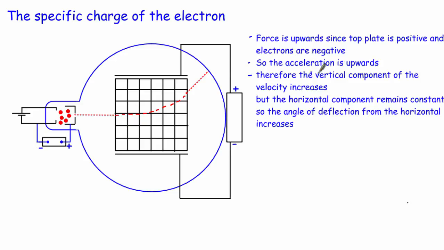That means the vertical component of the velocity increases. So this vertical component increases, but there's no force horizontally, and so the horizontal component remains constant. Finally, that means that the angle of deflection from this horizontal gradually increases, and so you end up with this parabolic shape.